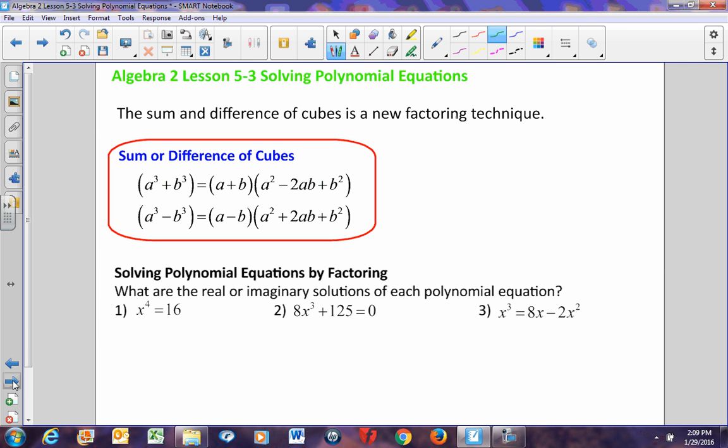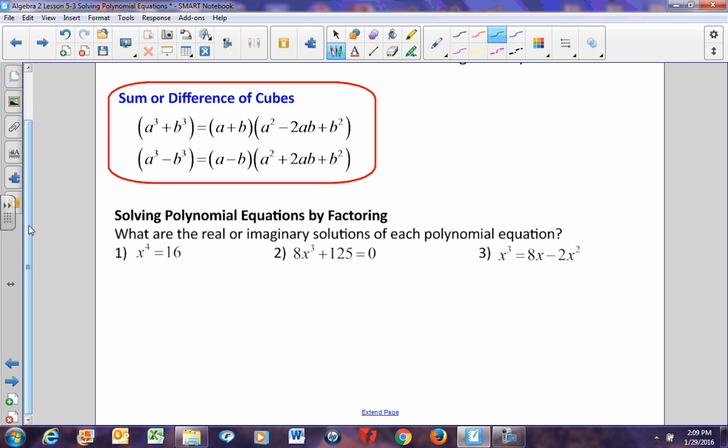All right, the sum or difference of cubes is a new factoring technique. Here I wrote them out again so that you really understand that I'm very much wanting you to try to memorize these, because there's a good chance that they'll show up on the SAT exam, and I don't think they always give you all the formulas you need. They assume you know some of the formulas.